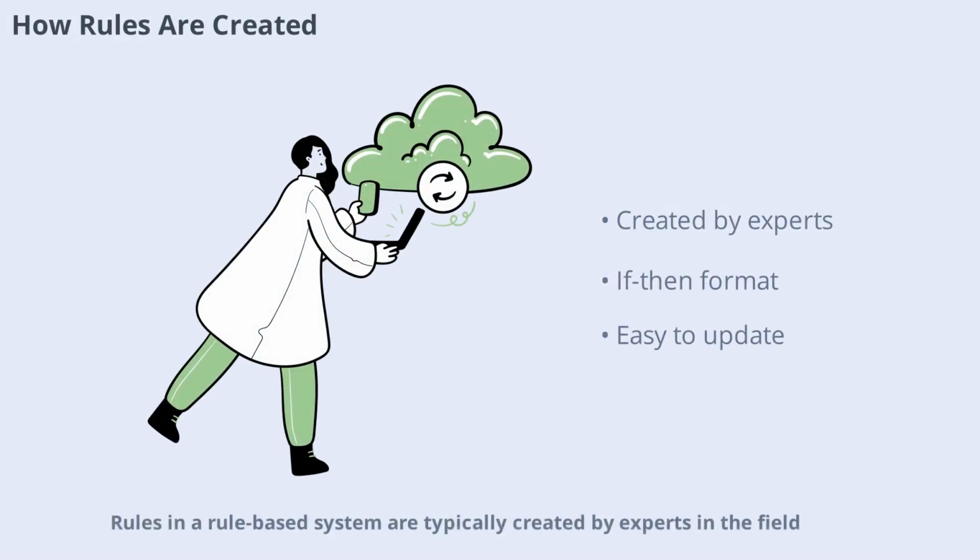Rules in a rule-based system are typically created by experts in the field. Each rule follows an if-condition-then-action format. For example, in a medical diagnosis system, a rule might state, if the patient has a fever and cough, then suggest a flu test. By combining many such rules, the system can handle complex decision-making tasks. The clarity and modularity of rules make it easy to update or expand the system as new knowledge becomes available.